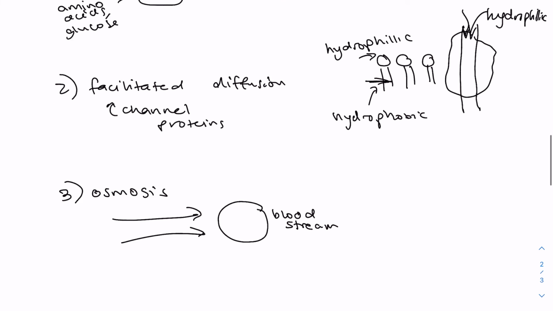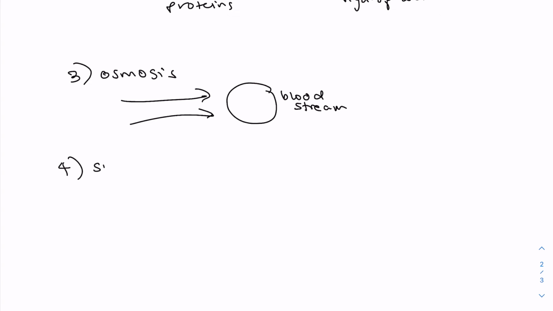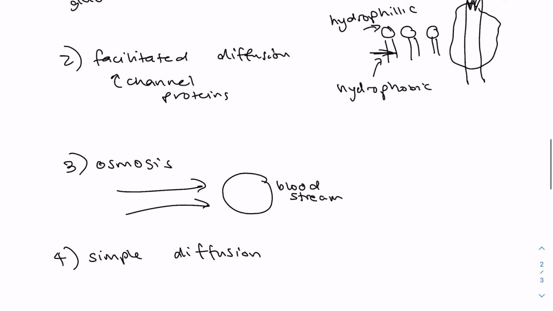Then we have simple diffusion. And this is basically for hydrophobic materials, as these can freely pass through the hydrophobic portion of the plasma membrane. So basically, they don't even need this protein. They can just move straight through this.